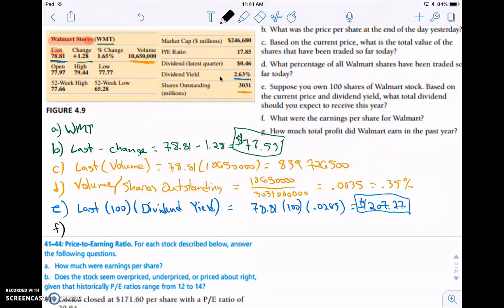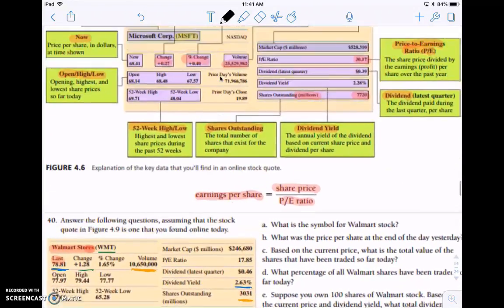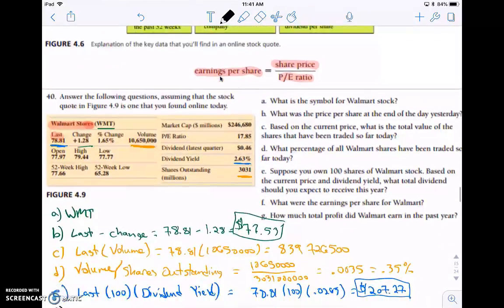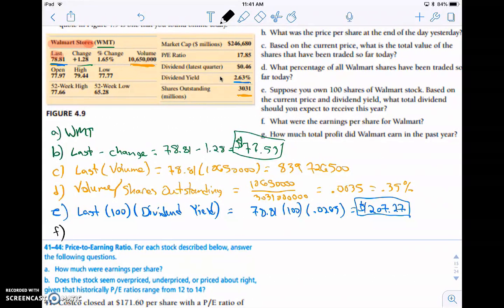Okay, now we're going to look at Part F. What were the earnings per share for Walmart? Now remember, earnings per share, that was the share price divided by the price to earnings ratio. So we're going to take a look here, and our current price, 78.81, divided by that price to earnings ratio, which is 17.85, and that's about $4.42. So that's the earnings per share for Walmart at this current time.